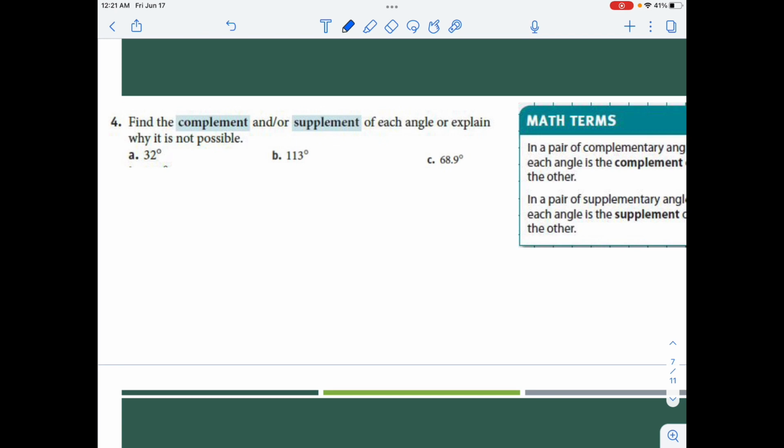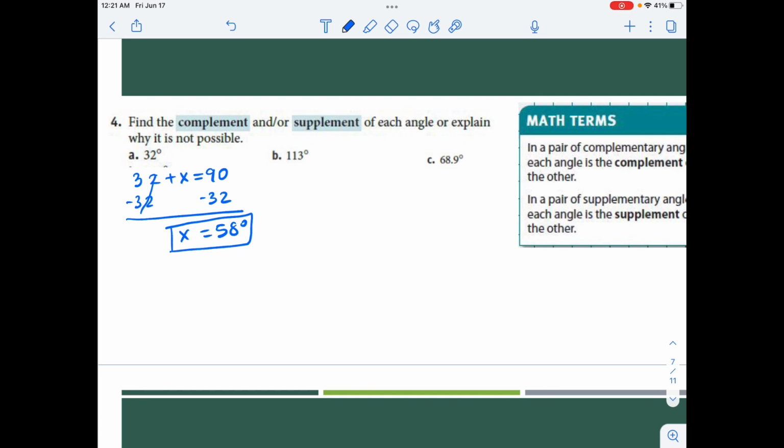So if I call the complement or supplement x, then I can create an equation. 32 plus x must be 90 degrees for the complement. Then let's subtract 32 from both sides, and x will be 58 degrees. Okay, so that is the complement of 32 degrees.